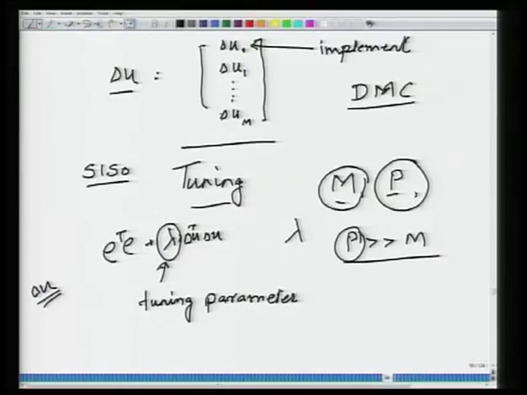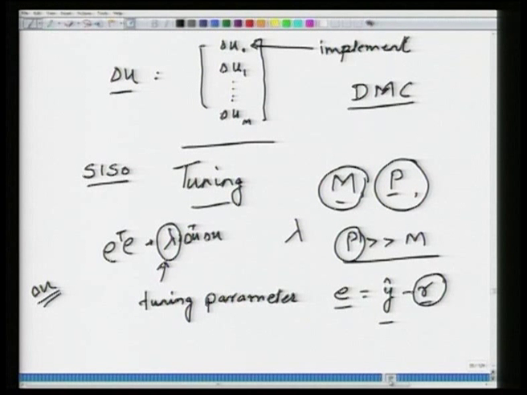There is another tuning parameter that I should talk about. We did not talk about the reference trajectory yet. When I wrote error, I defined error as y predicted minus the reference trajectory. How do you get the reference trajectory? This is something that I will discuss right now.